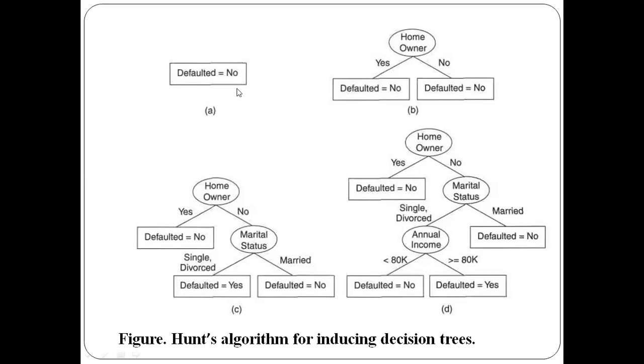So initially, what we have done is, we have considered the first test attribute. The first test condition or attribute is homeowner. Suppose a person has got their own home, then the majority of the people have repaid their loan if they have got their own home. So we have assigned defaulted is equal to no.